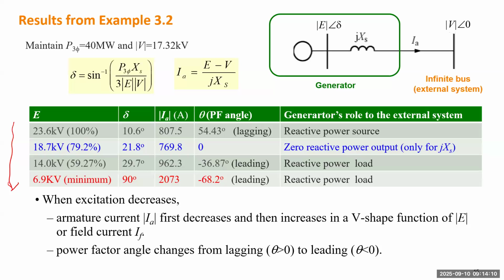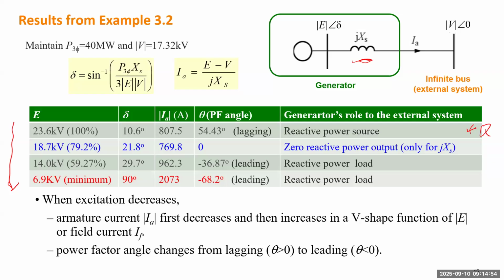And we mentioned, at the beginning, the infinity bus, which is the external system, behaves as a reactive load. So the generator will be a reactive source providing positive Q to the infinity bus. And in the second step, that reactive power output will become 0, which means it's unity power factor. The generator only provides reactive power to support the internal reactance, because this reactance still consumes a little reactive power.